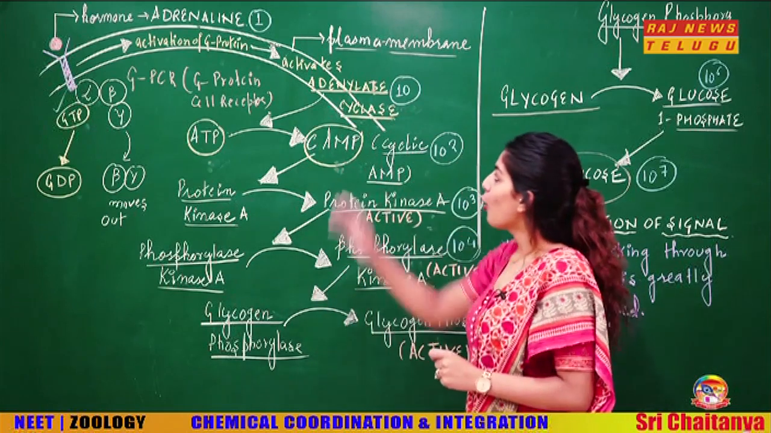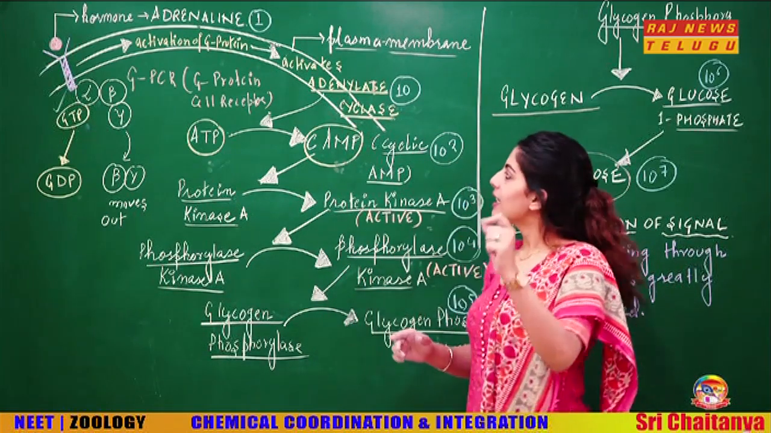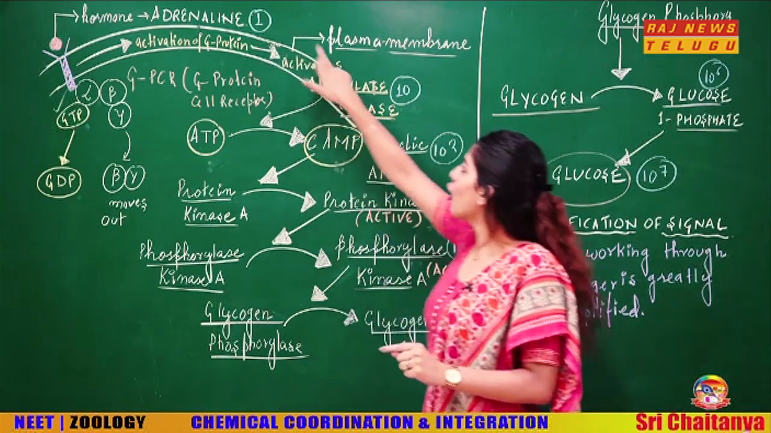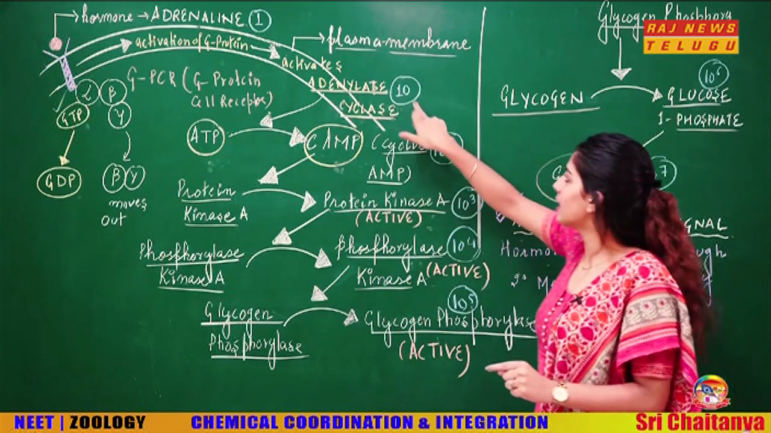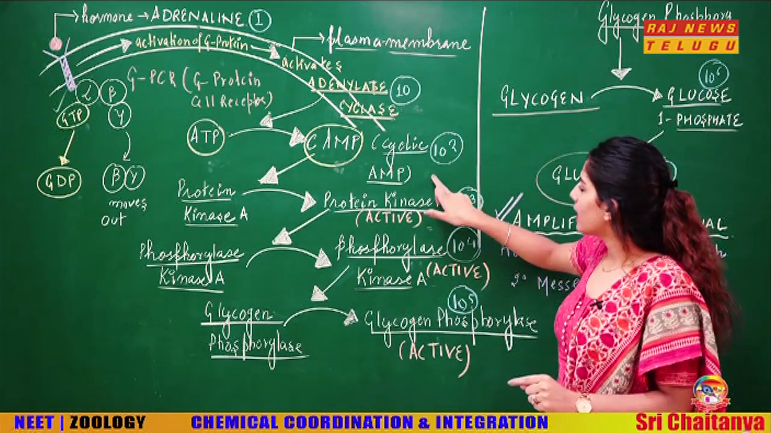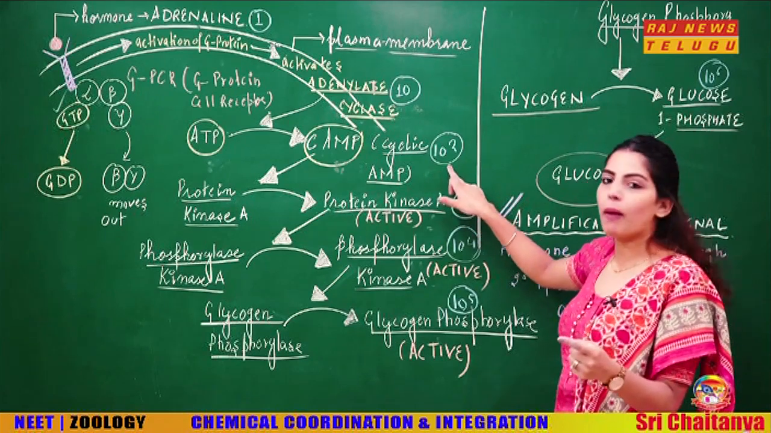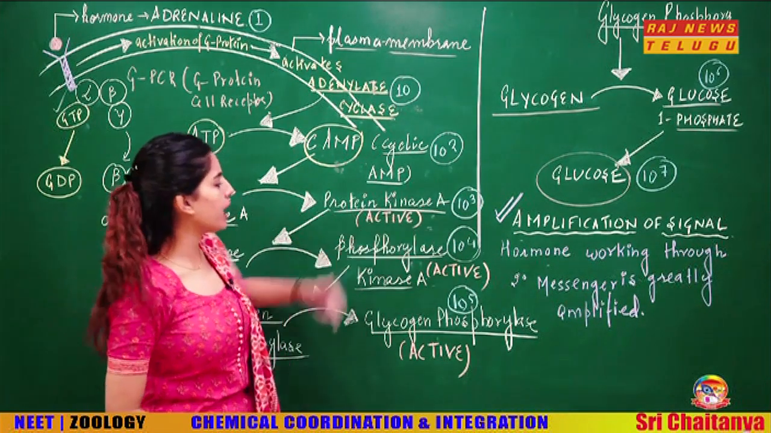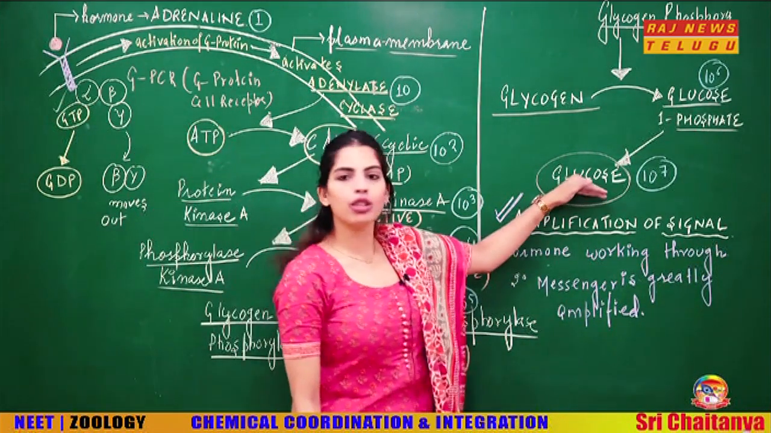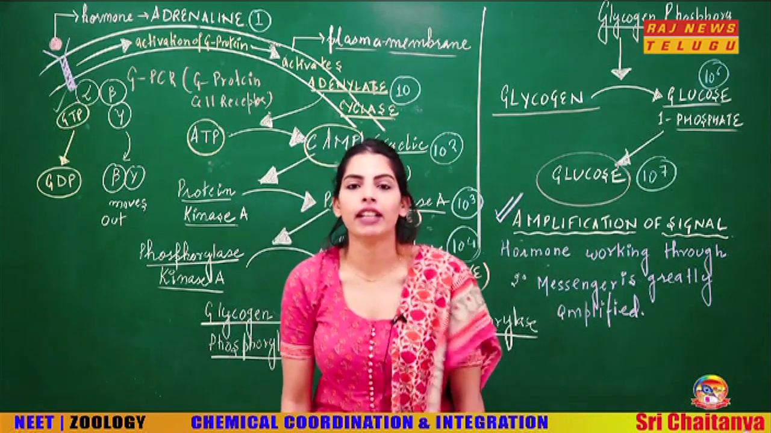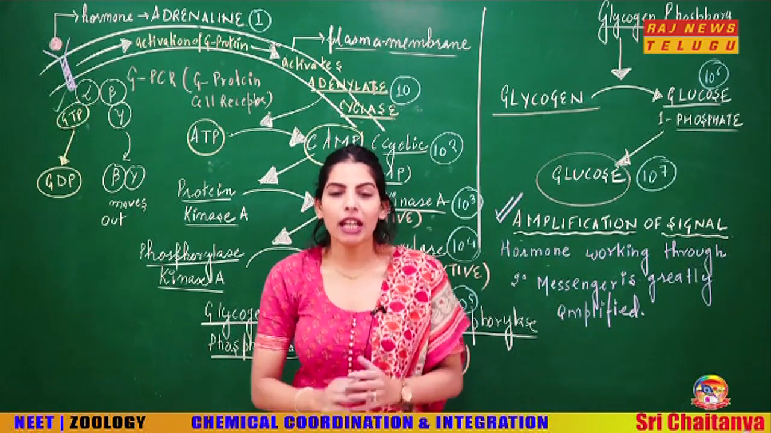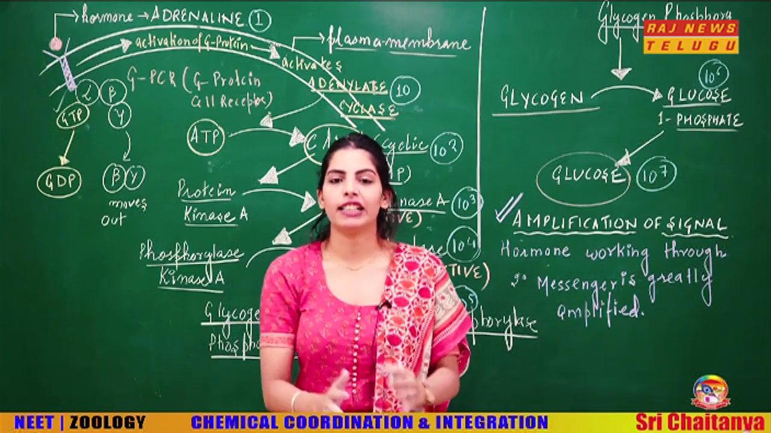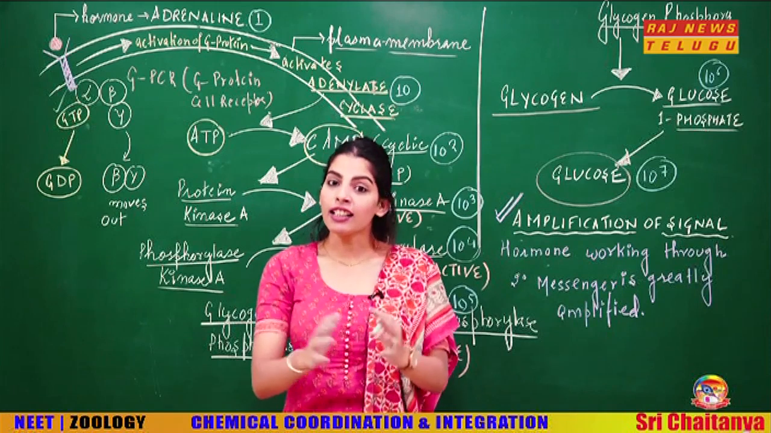But in this case, why is there a great amplification? See, there was just one hormone. For one adrenaline, how many adenylate cyclase are activated? 10. These 10 lead to the formation of 10 to the power 2 cyclic AMP. This leads to the formation of 10 to the power 3 protein kinase A. And ultimately, can you see, the glucose is 10 to the power 7? So in case of the membrane bound receptors, the signals are very amplified and a huge response is produced, unlike the nuclear receptors.